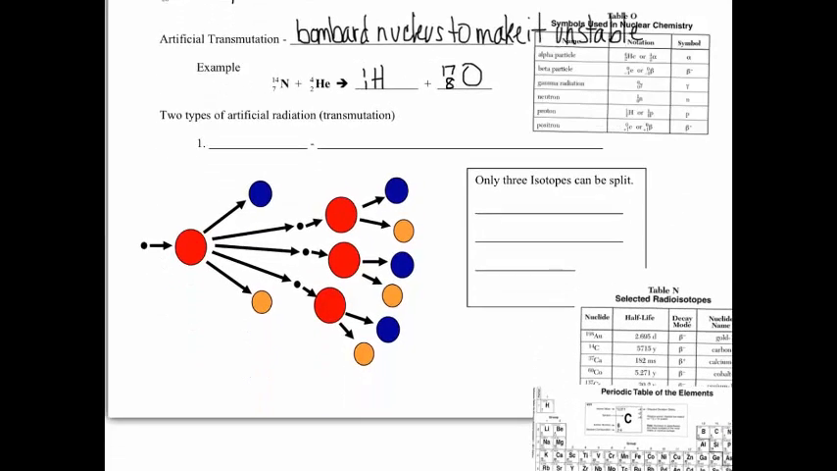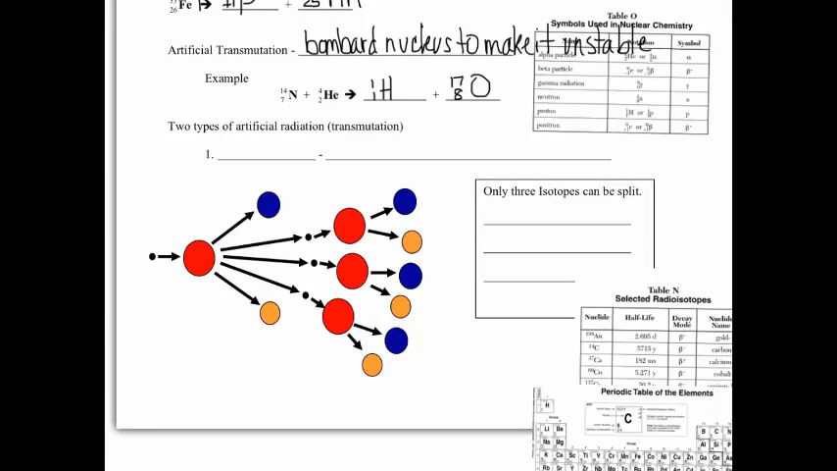There are 2 types of artificial radiation. One is fission, so that's the one we'll talk about first. In fission, we're actually going to be splitting atoms. This is the nuclear reaction that happens in a nuclear reactor and also in a nuclear or atomic bomb. Not in an H-bomb, though.